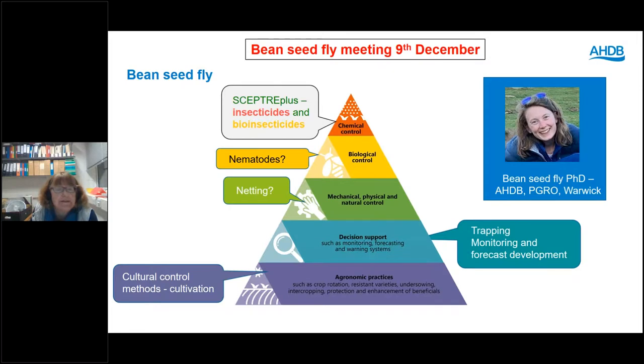There's also the possibility of nematodes, and that's something we're discussing at the moment, and again physical control might be an option if all else fails. We currently have a PhD student at Warwick, Becca McGowan, and she's doing a project funded by AHDB, PGRO and Warwick. She's particularly focusing on trapping, on monitoring and hoping to develop a forecast to give better warning of when peak numbers of bean seed fly are around, and she's also working on cultural control as well.